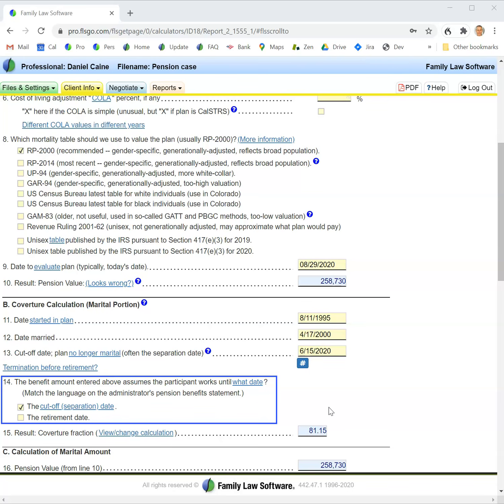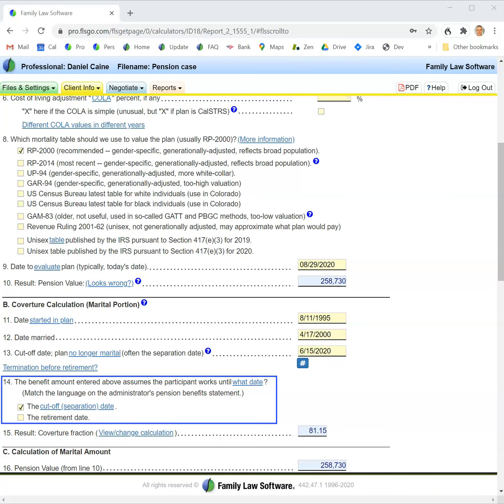So typically the value that we've entered is the value of the pension that is accrued so far, and the cutoff date that we're using for valuing the marital portion is the current date, the date of separation. But there is another way to value a plan and calculate the marital portion, and that is to assume that the employee works until retirement and enter the value of the plan as you anticipate it will be in retirement.